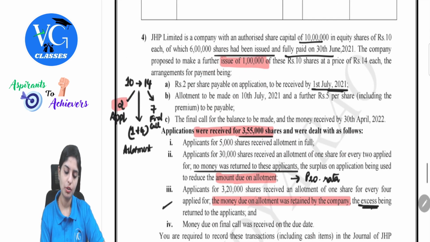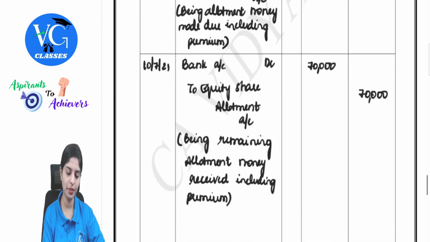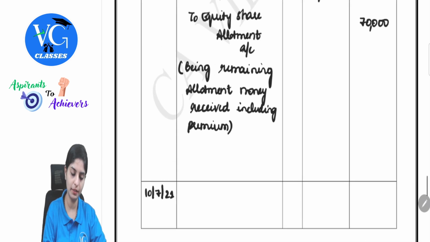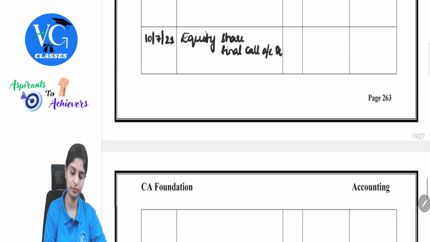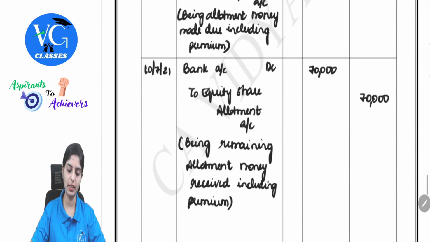So next point is about call. The final call for the balance to be made and the money received by 30th April. So we will first make it due. We will take the same date since they have given the receipt date as 30th April. Equity share final call account debit to equity share capital account. How much was the final amount due?